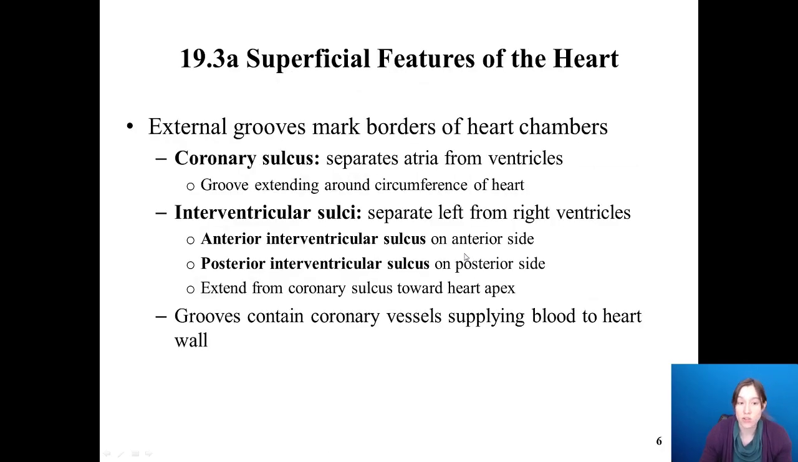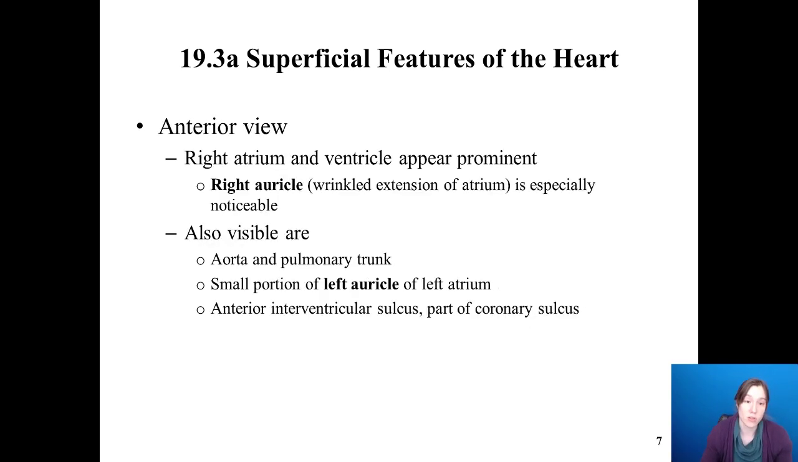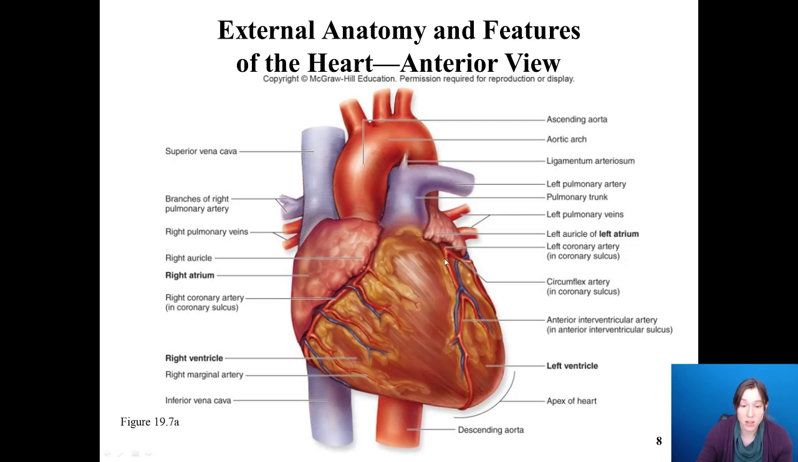Next, we have the interventricular sulci, and they separate the right and left ventricles, and we'll be able to see one on the anterior side, the anterior interventricular sulcus, and one on the posterior side, the posterior interventricular sulcus, and they go from the coronary sulcus towards the heart apex. And these grooves are going to contain the coronary vessels that supply blood to the heart, and we'll talk about those in a bit too. So you can kind of see, this is the anterior surface, so this right here is going to be the anterior interventricular sulcus, and the posterior one would be on the posterior side.